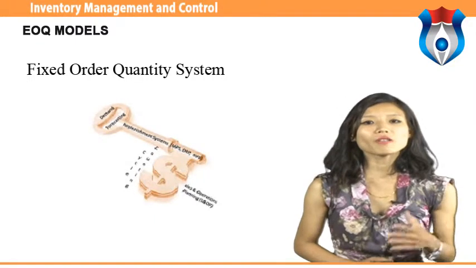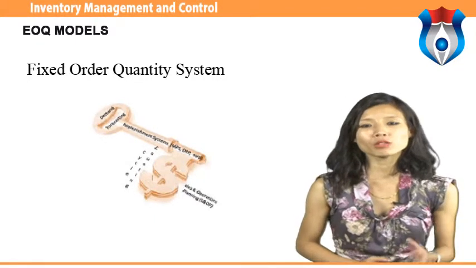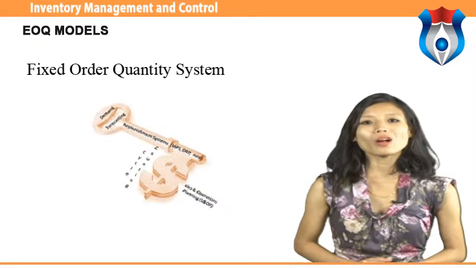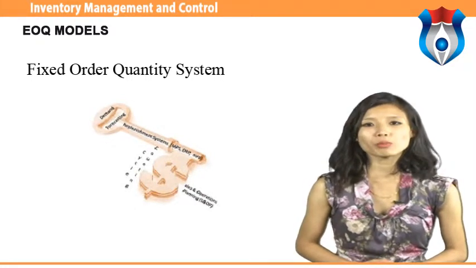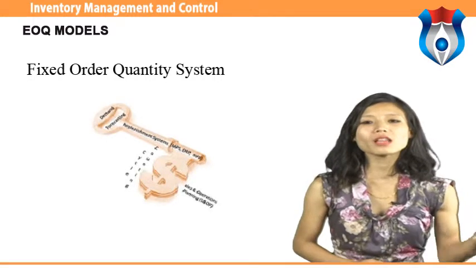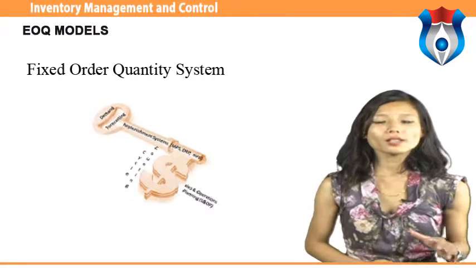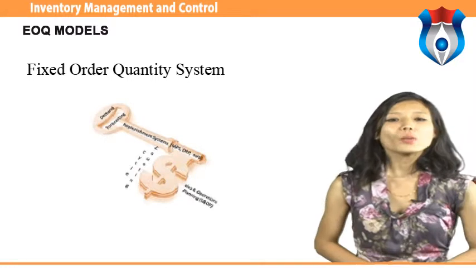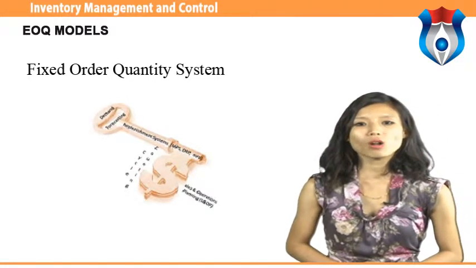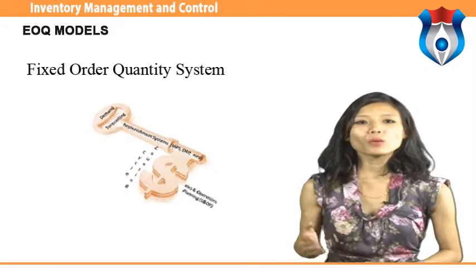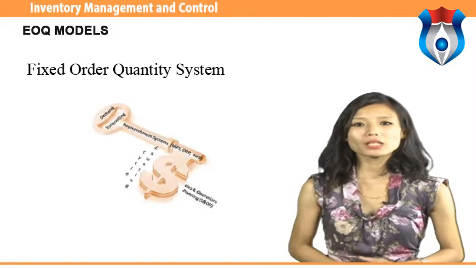Two components of inventory costs that are considered in computing the EOQ are ordering cost and storage cost. With increase in lot size of purchases, the ordering cost decreases and storage cost increases. On the other hand, with decrease in lot size of purchases, the ordering cost increases and storage cost decreases. EOQ deals with striking a balance between these two factors.